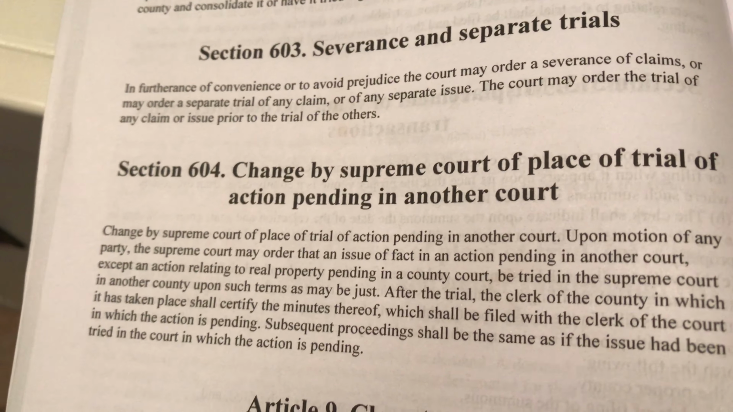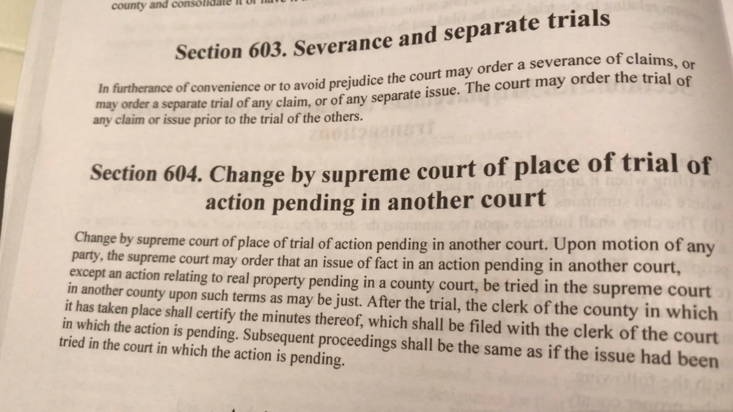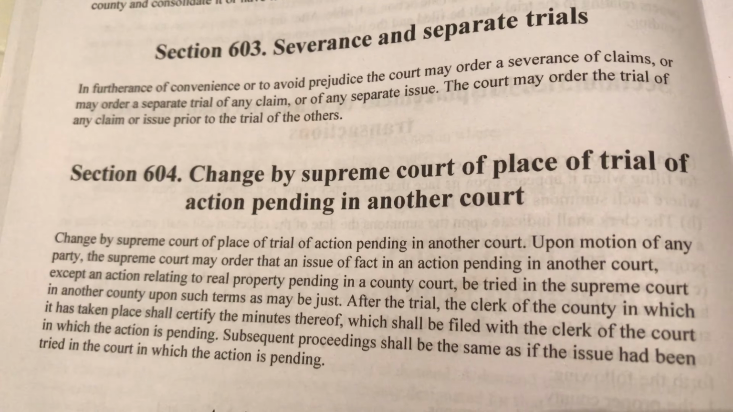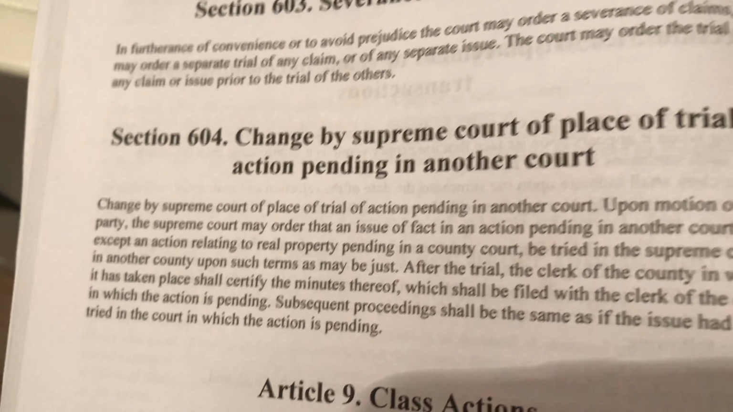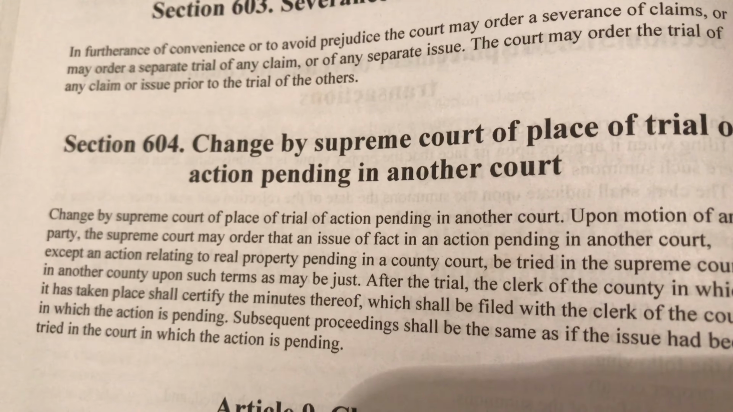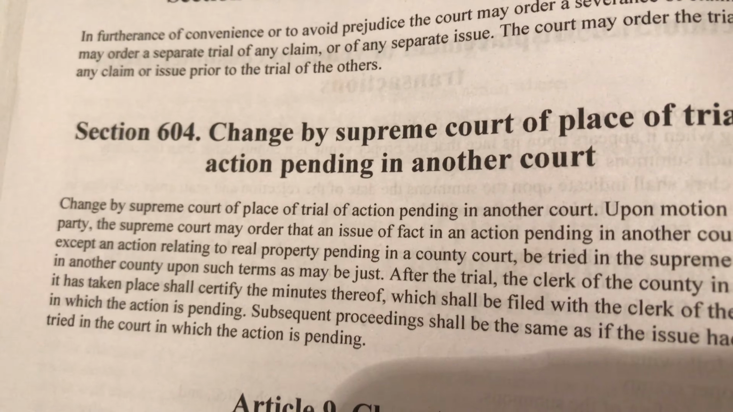604. Change by Supreme Court of place of trial of action pending in another court. Change by Supreme Court of place of trial. Upon motion of any party, the Supreme Court may order that an issue of fact in an action pending in another court, except an action relating to real property pending in a county court, be tried in the Supreme Court in another county upon terms that may be just.